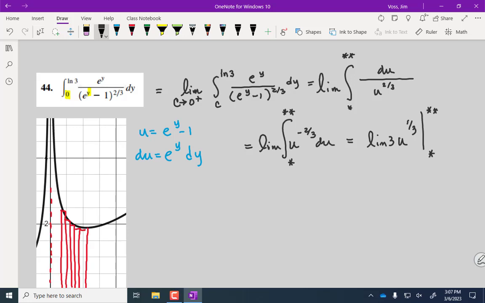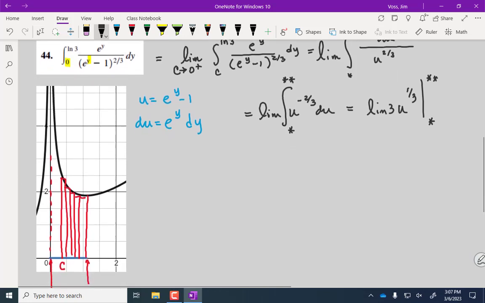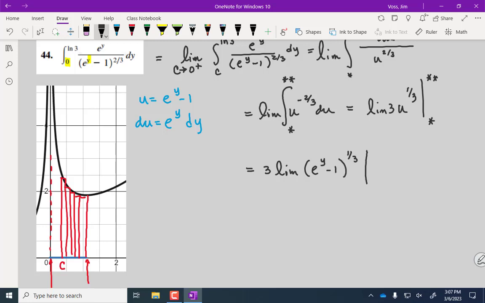All right, so power rule. And then we go back to our original dependent variable, y. The 3 can come to the front, so we'll have 3 limit. And then the u is being back substituted into e to the y minus 1, and that's raised to the 1/3 power. Now we can go back to our original limits, which were c and ln of 3.